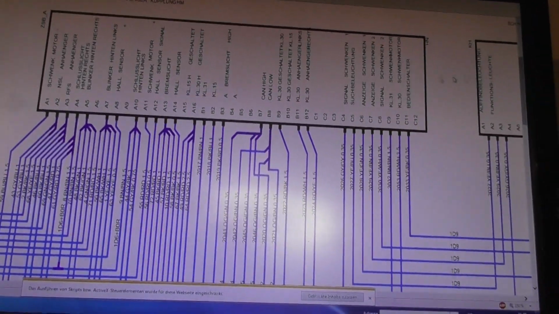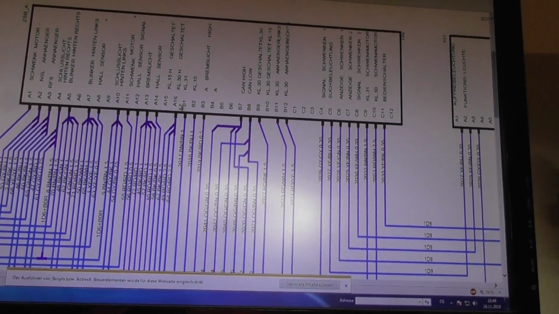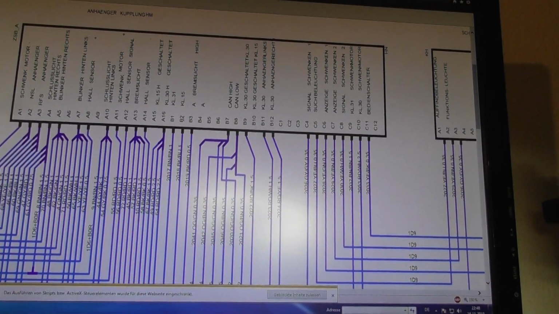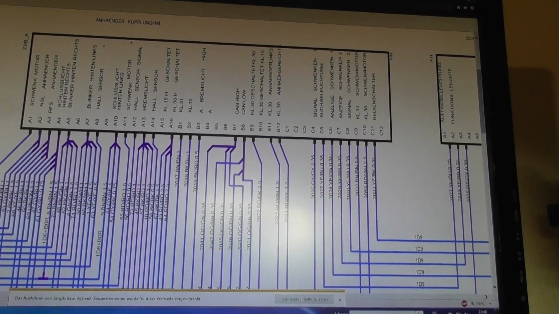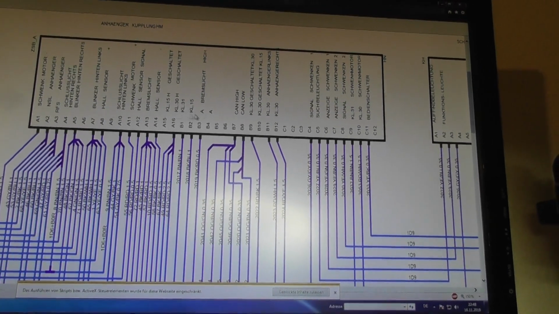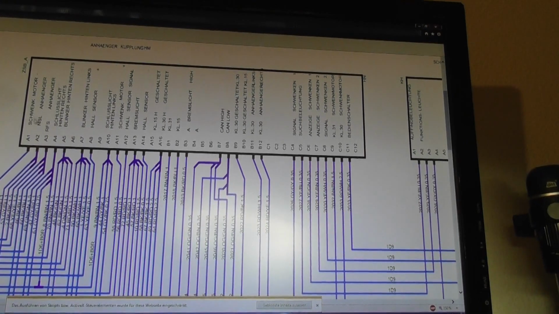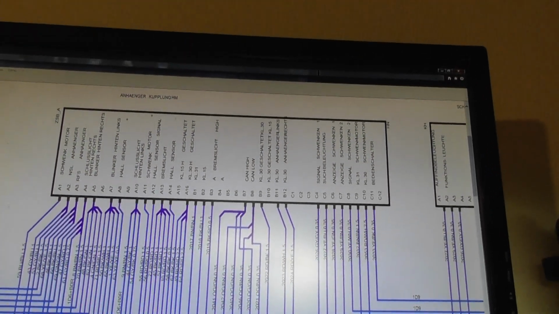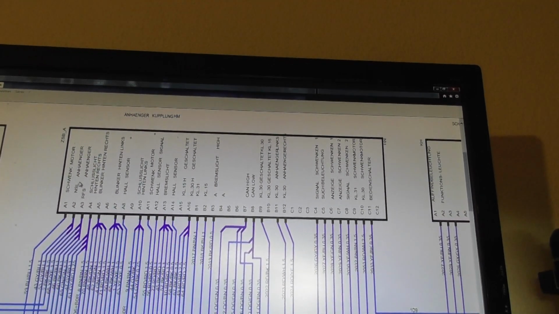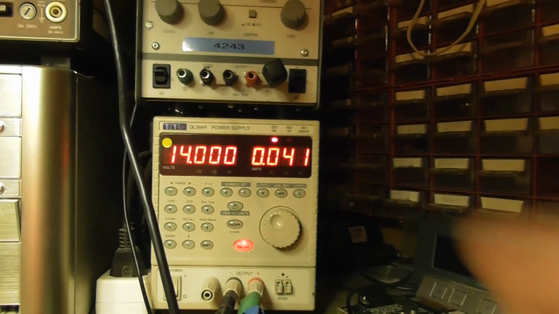I connected A16 and B2, and B1 for the ground. The other powers are not necessary to power up this module because they are for the accessories of this module, I mean the external components. Power on, 40 milliamps, that's okay.